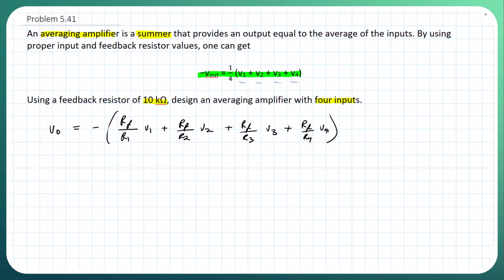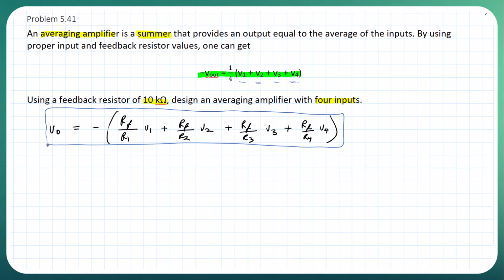So now we can compare this equation here to the equation we're trying to come up with, and you see it's very similar. One thing we know is that we're given a constraint or a parameter here, that our feedback resistance has to be 10 kilo ohms. So meaning our RF has to be 10k ohms.